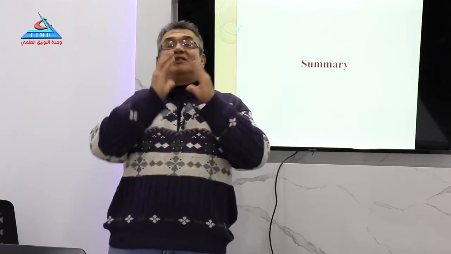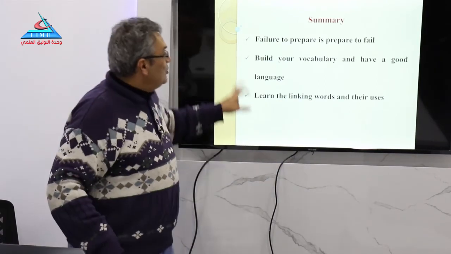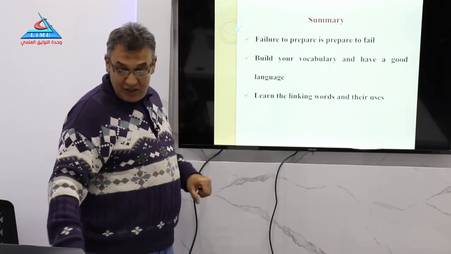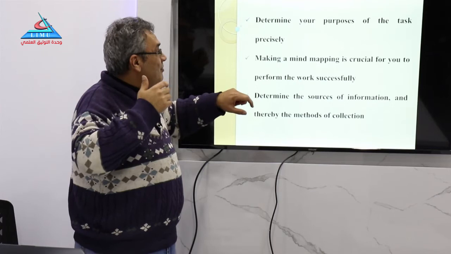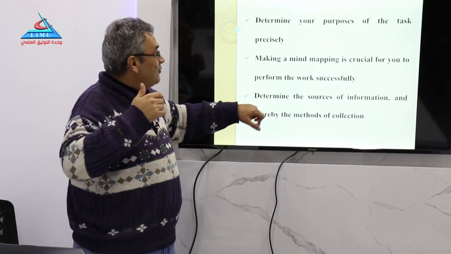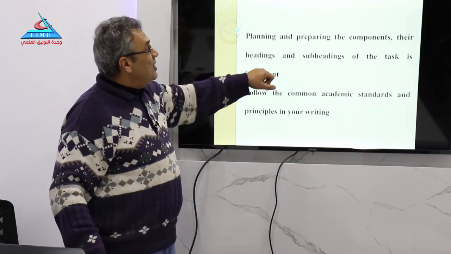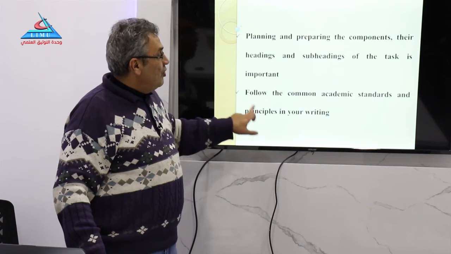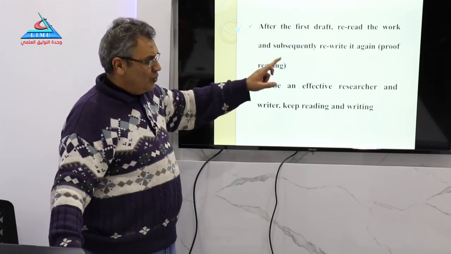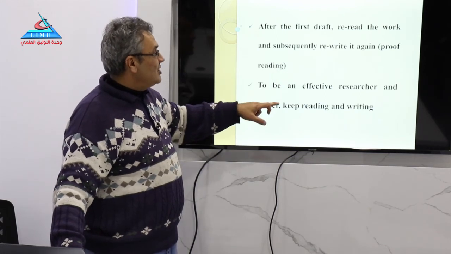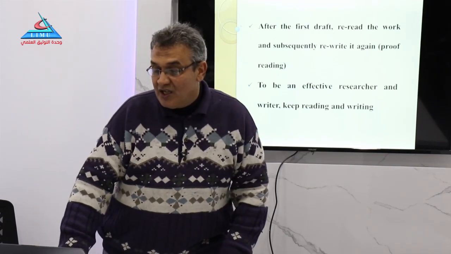So the summary of our three sessions. First of all, failure to prepare is preparing to fail. Secondly, you need to build your vocabulary and have a good language. Thirdly, you need to learn linking words and their uses. Then determine the purposes of the task precisely. Making a mind map is quite crucial for you to perform the work successfully. Determine the sources of information and thereby the methods of collection. Planning and preparing the components, their headings and subheadings is important. Follow the common academic standards and principles in your writing. After the first draft, you need to read and subsequently rewrite if any mistakes are observed. To be an effective researcher, you need to be a good writer and a good reader as well.